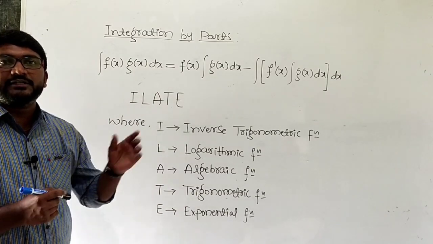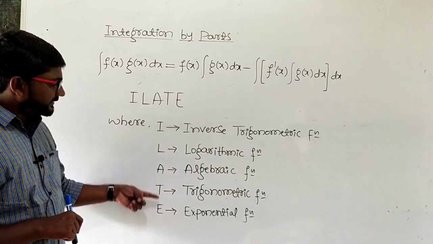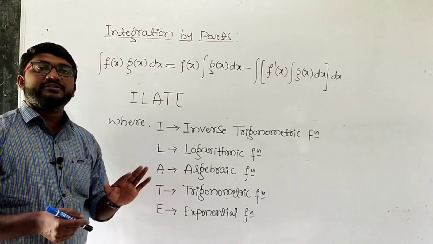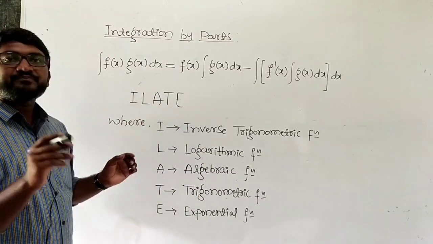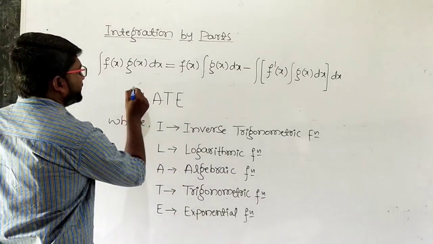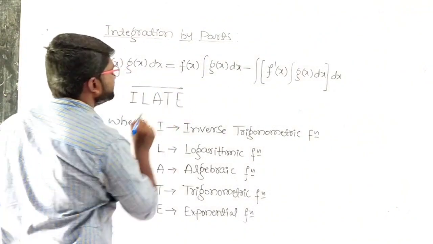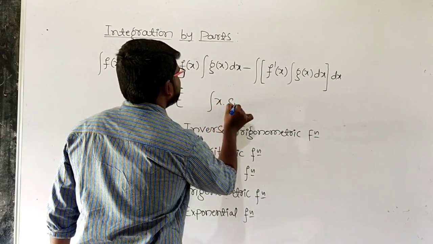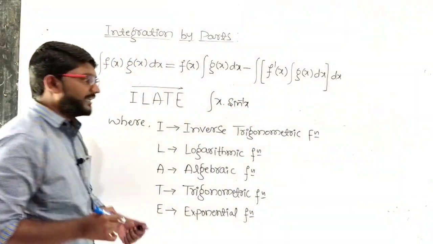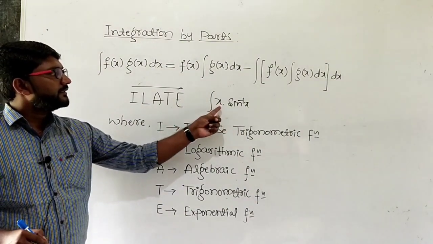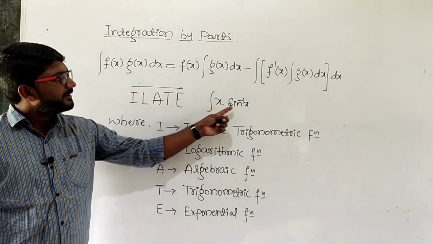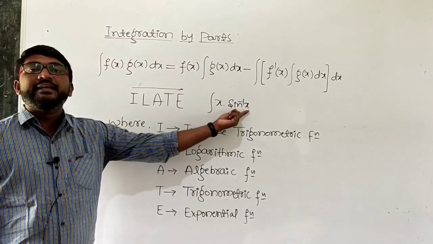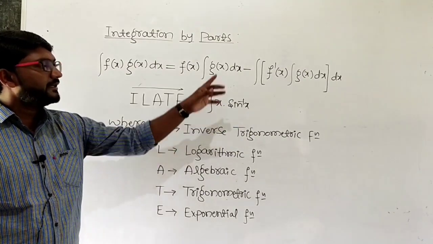Whenever a product of two functions is given, check whether it is inverse trigonometric or logarithmic or algebraic or trigonometric or exponential. Based on this, we take the first function, going from the left. For example, if the integral is x into sine inverse x, x is an algebraic function, whereas sine inverse x is an inverse trigonometric function. In this case, we take sine inverse x as the first function and x as the second function.